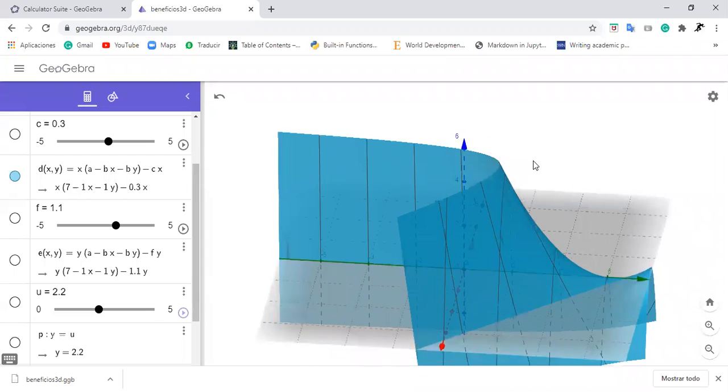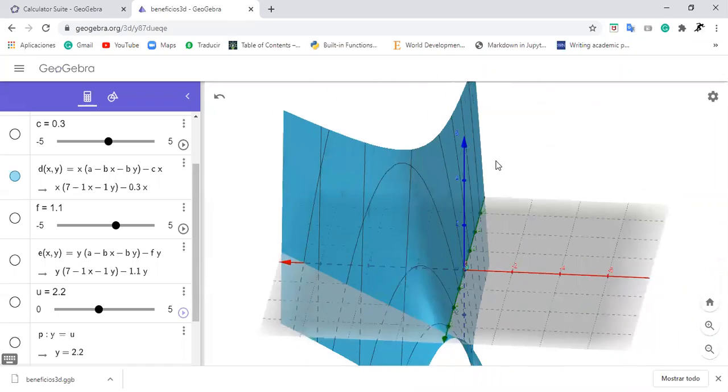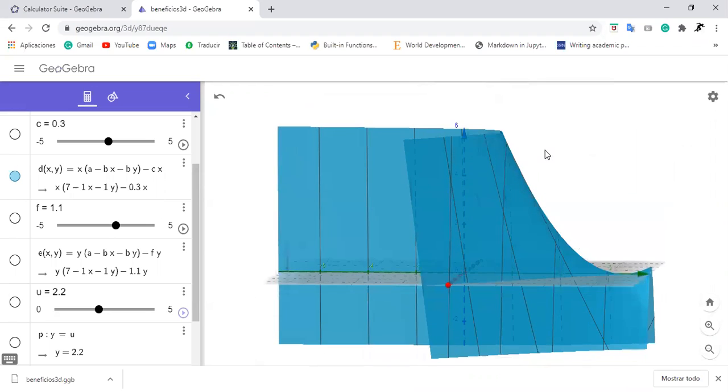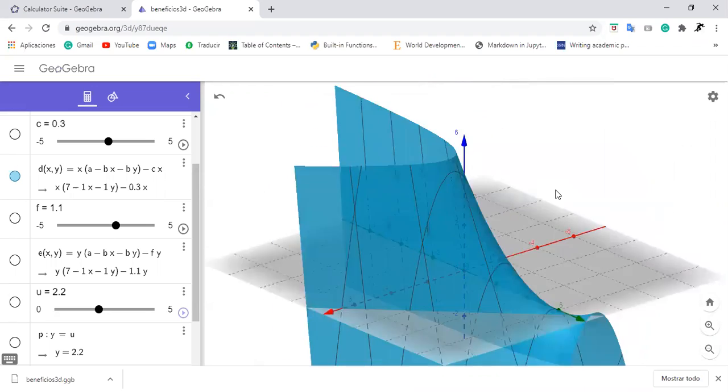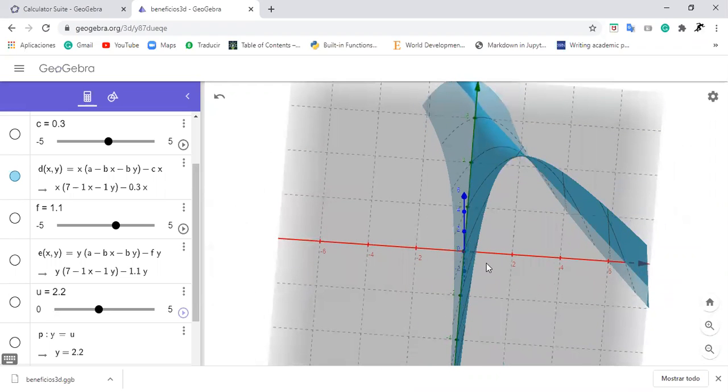So here we have this 3D graph, which is a graph of the profits of firm number 1. So this blue surface is just a graph of these profits for firm number 1. Remember, we have in this horizontal axis the quantity produced by firm 1, and in this vertical axis the quantity produced by firm number 2. So remember, red is for firm number 1 and green is going to be for firm number 2.